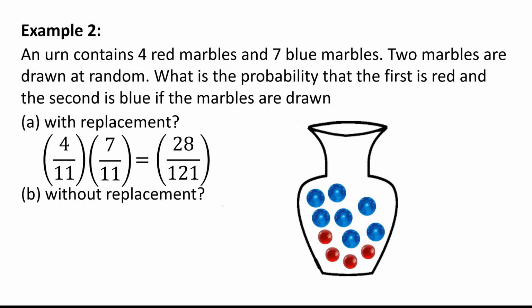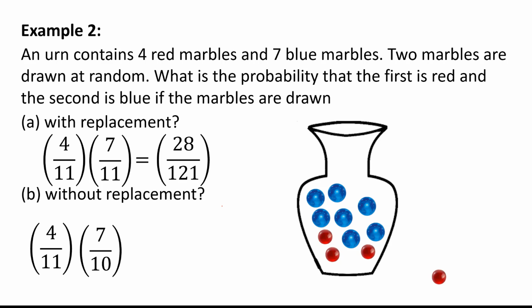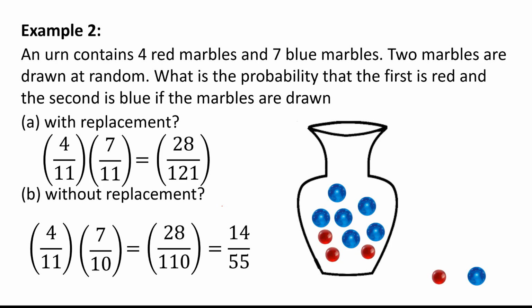Now, part B says without replacement. If you're going to do this without replacement, that means you're not going to put that first red marble back in the jar. So the probability of pulling a red on the first draw is still 4/11, but you pull it out and you don't put it back in. So the probability of drawing a blue on the second draw is now not 7/11, it's 7/10 because there's only 10 marbles left in the jar. There's still 7 blues, but there are only 10 total. So the final probability there is 28/110, which is 14/55.